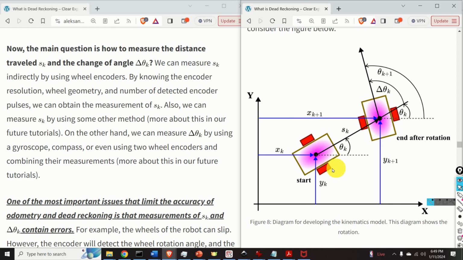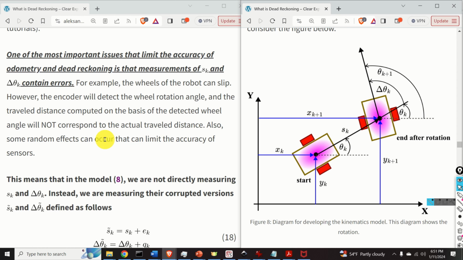Now, the main question is how to measure the distance traveled sk and the change of angle delta theta k. We can measure sk indirectly by using wheel encoders. By knowing the encoder resolution, wheel geometry, and number of detected encoder pulses, we can obtain the measurement of sk. Also, we can measure sk by using some other method. More about this in our future tutorials. On the other hand, we can measure delta theta k by using a gyroscope, compass, or even using two wheel encoders and combining their measurements. Again, more about this in our future tutorials.